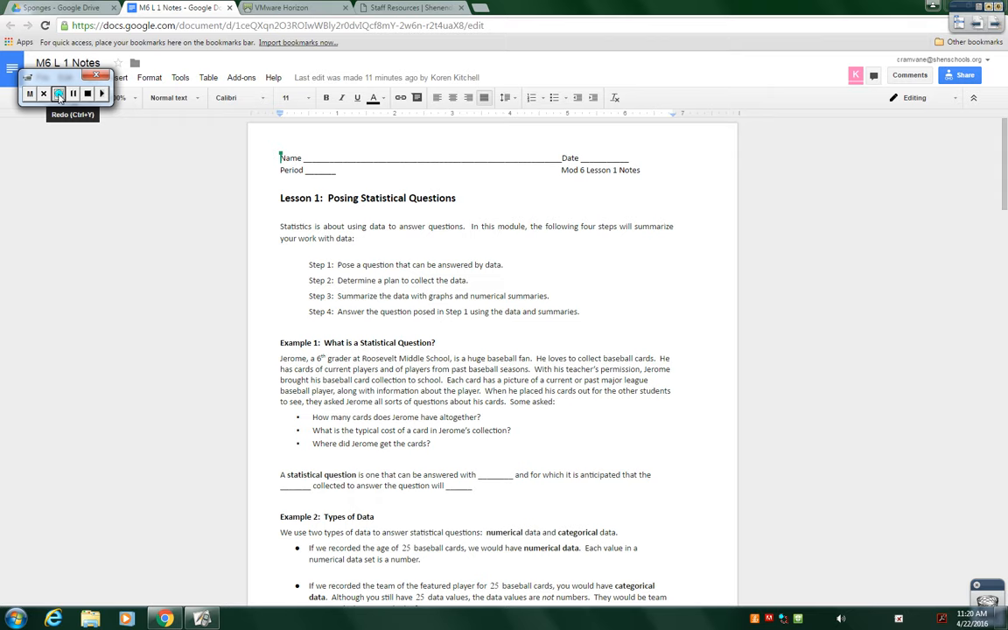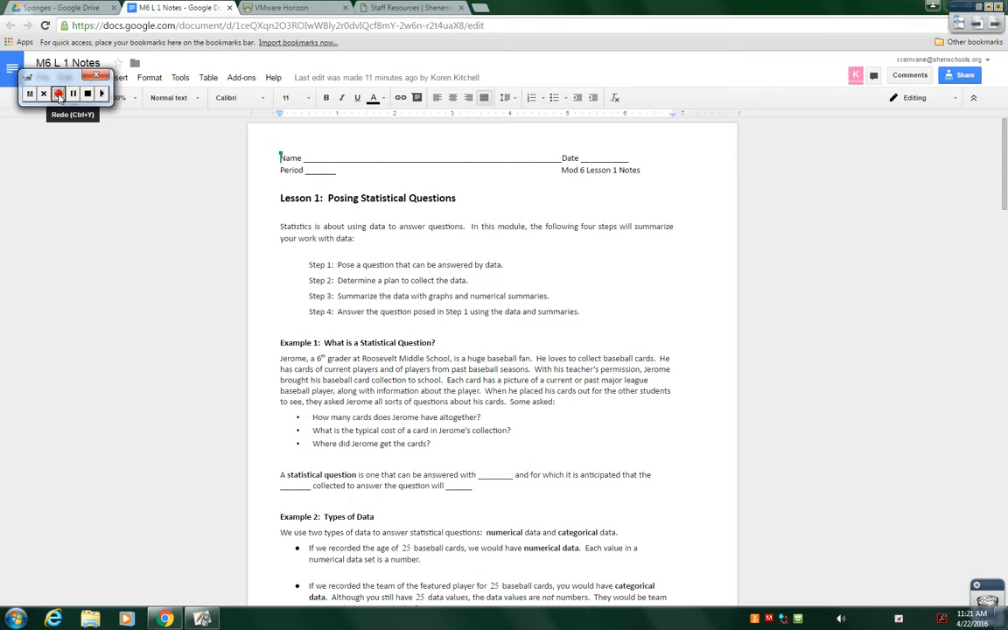Statistics is about using data to answer questions. In this module, the following 4 steps will summarize your work with data. Step 1, pose a question that can be answered by data. Step 2, determine a plan to collect the data. Step 3, summarize the data with graphs and numerical summaries. Step 4, answer the question posed in step 1 using the data and summaries.